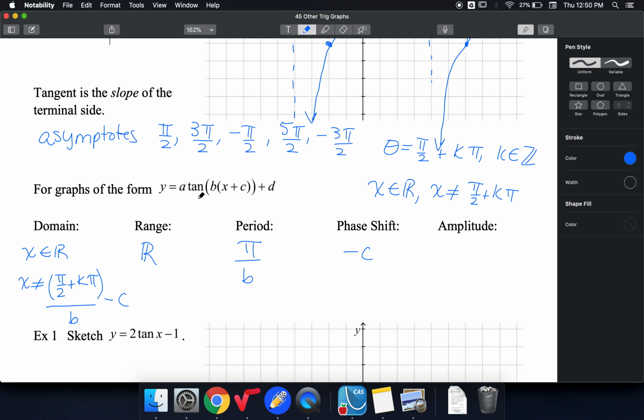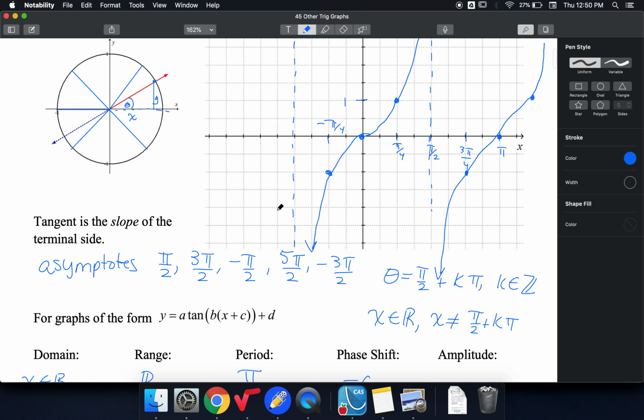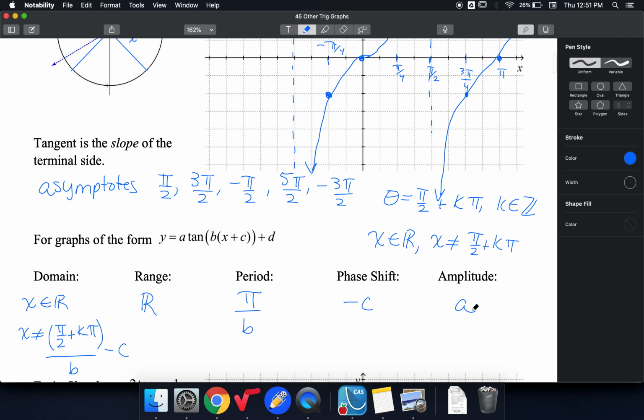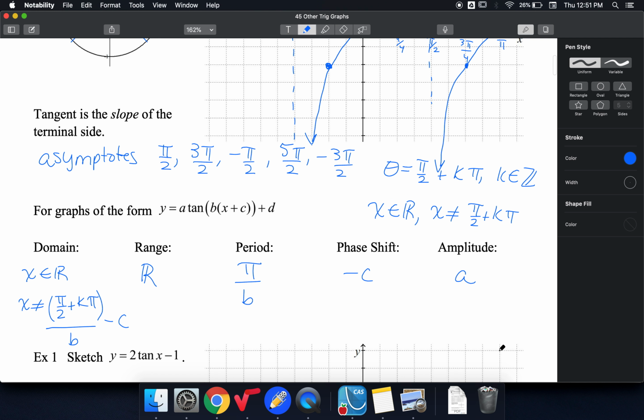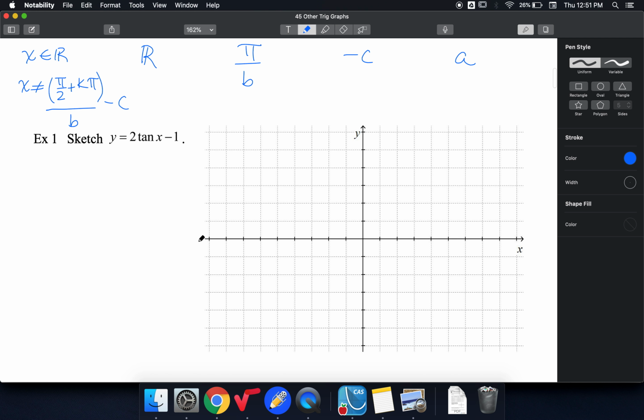My amplitude, well, it's not the same as sine and cosine. Really, I see the amplitude most clearly at sort of the quarter marks of your period. So that's normally where it would be 1. But my amplitude, I'm going to call A. So let's look at one graph, and then I'll stop this video and come back with another.